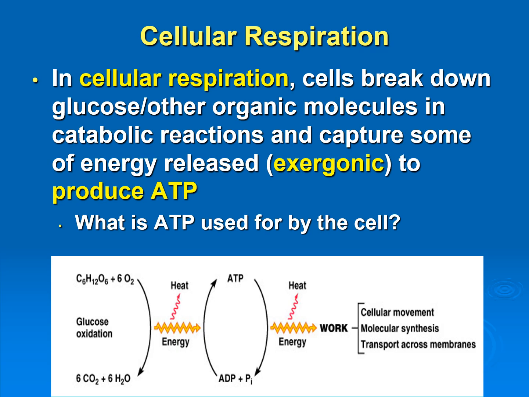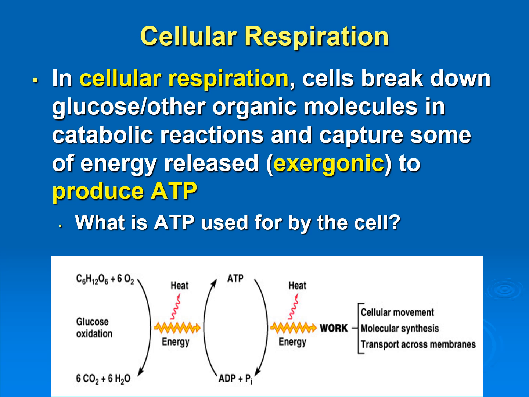Let's take a look at cellular respiration. So in cellular respiration, cells are going to break down glucose or other organic molecules, because we do have other types of food that we eat. So we eat proteins and lipids as well. And these are going to be catabolic reactions. So we're going to break down these larger molecules into smaller pieces.